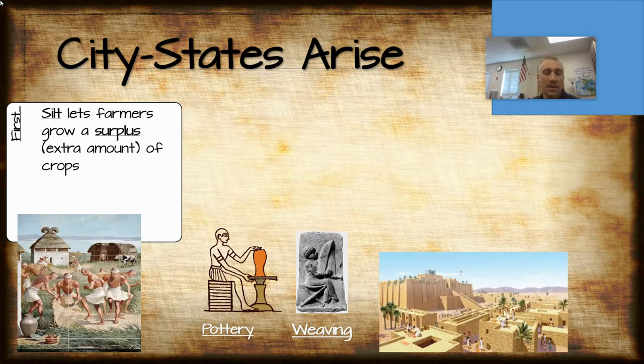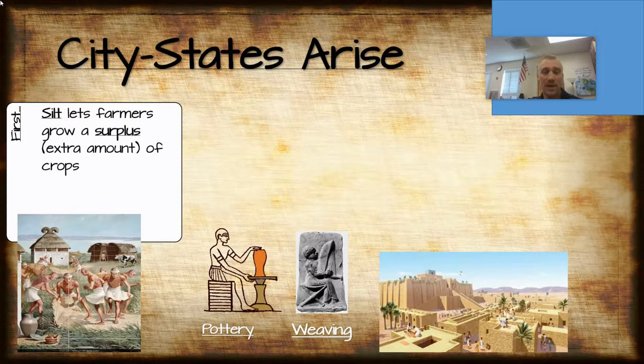All right, city-states arise. First thing we know is that when we talked about the movement into communities and settlements, it's because they had a stable food source. Lots of food is being grown. We call that a surplus. This is possible because of a lot of that silt that is being left behind after floods, providing that good fertile soil. It allows them to grow a lot of food, that extra amount called the surplus.